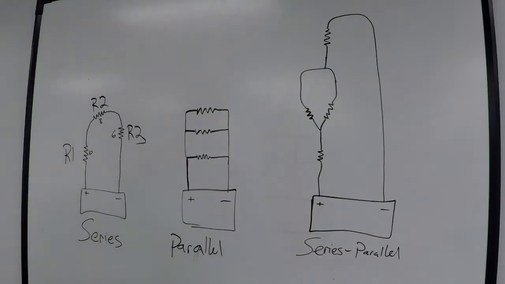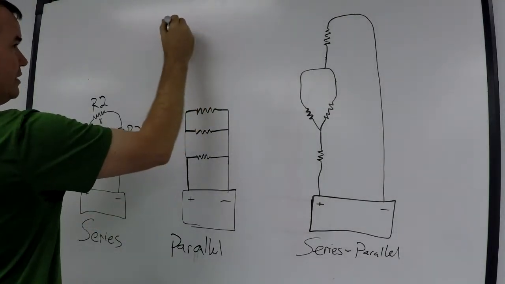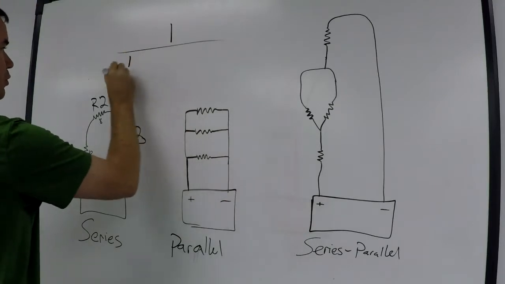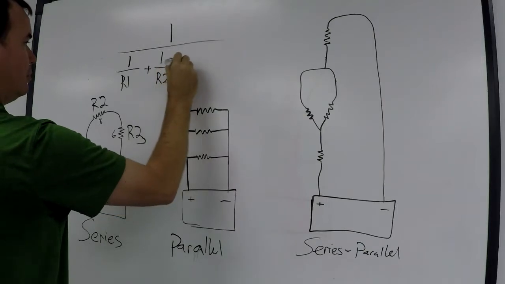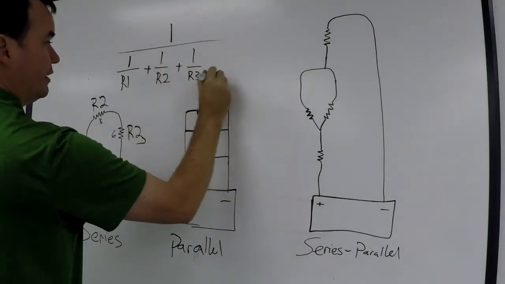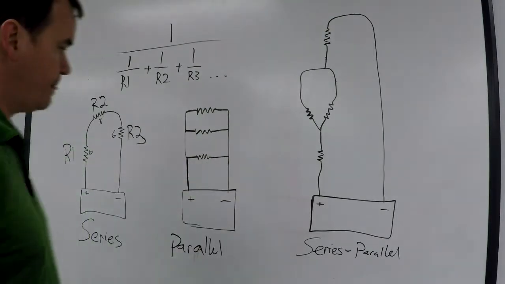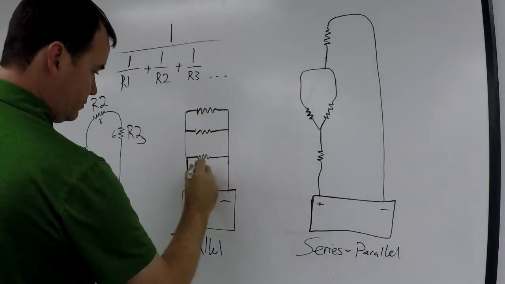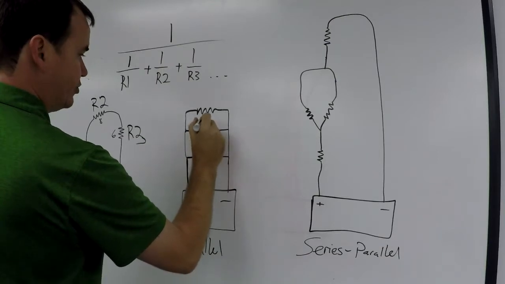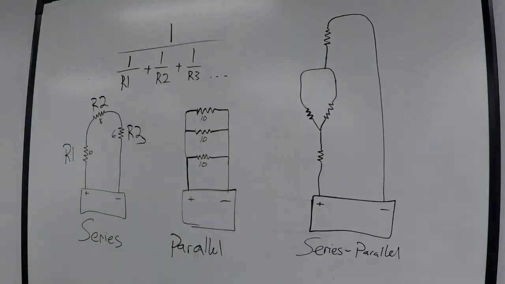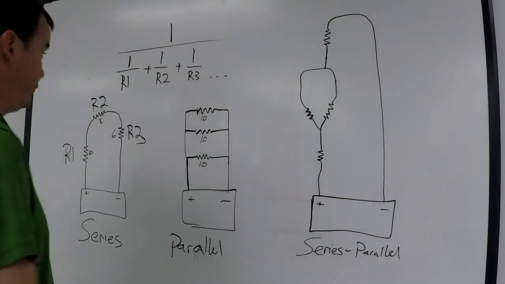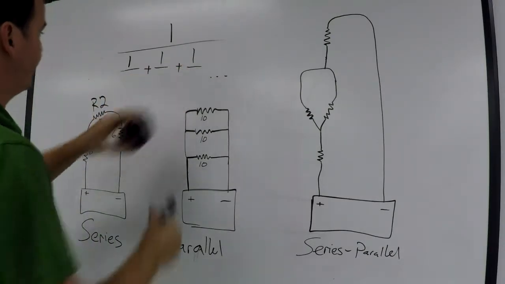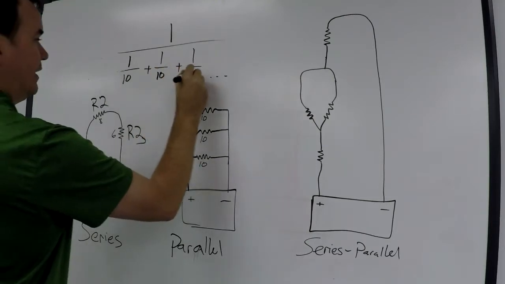Parallel is not as nice. Parallel has a formula that looks like this: 1 over R1 plus 1 over R2 plus 1 over R3, dot, dot, dot. You just keep on adding them up. So in this situation here, if resistor 1 was 10, resistor 2 was 10, resistor 3 was 10, it would look like this. You just replace all your R1, 2, 3, and 4 with 10s. The formula would be like that.